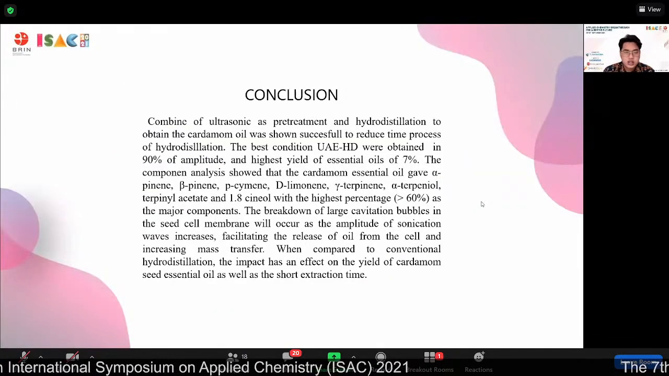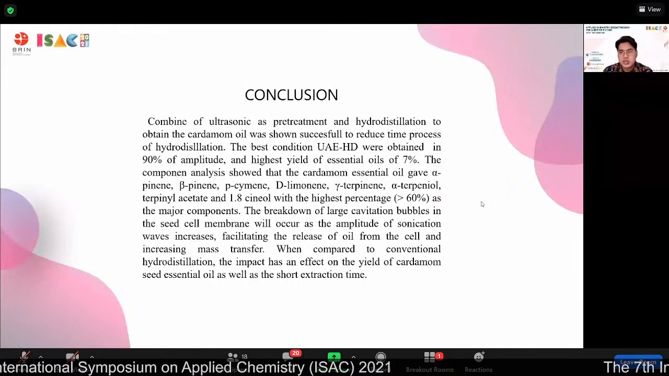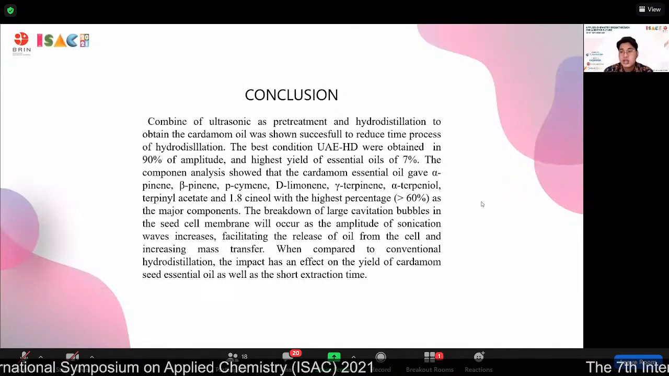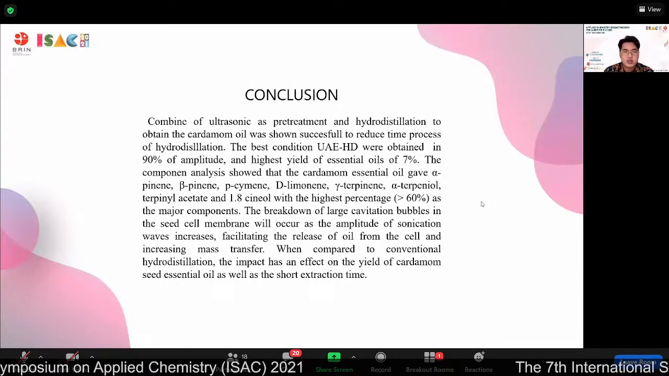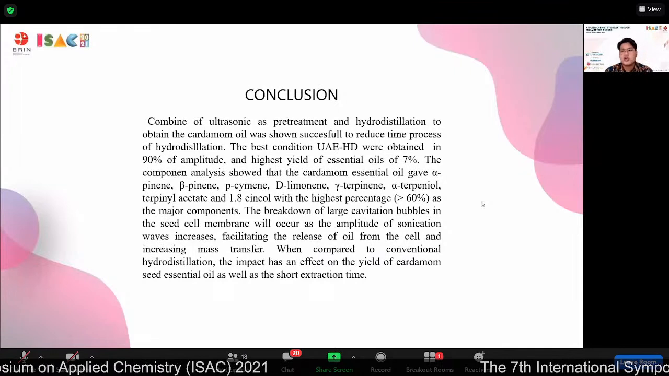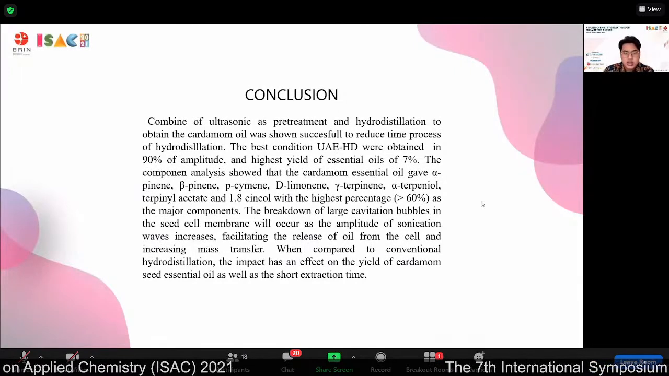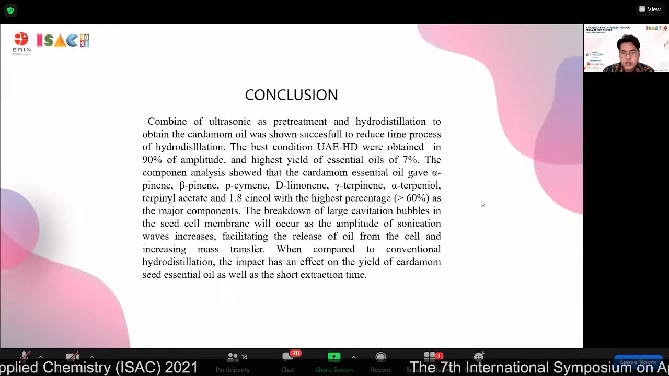After all the explanation, the combination of ultrasonic pretreatment and hydrodistillation gives us a higher yield and reduces the time process of hydrodistillation. The best condition was obtained at 90% of amplitude with the highest yield of 7%. Of the components we analyzed, we obtained 26 components, and CNL is the major component.